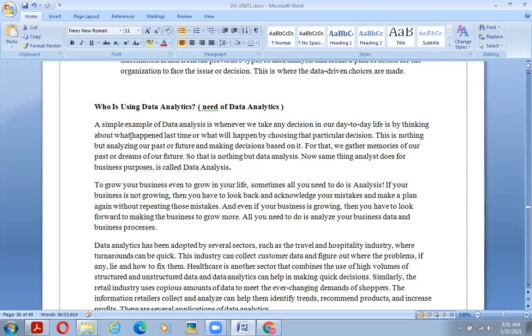So who will use that data analytics part? Who will use data analytics? A simple example of data analytics. See, a simple example of data analysis.